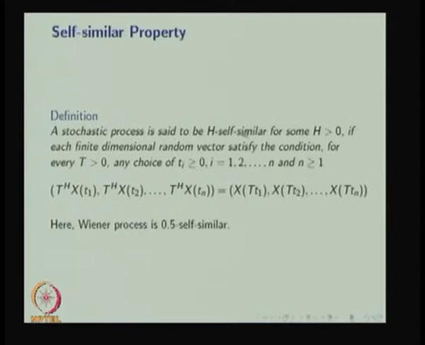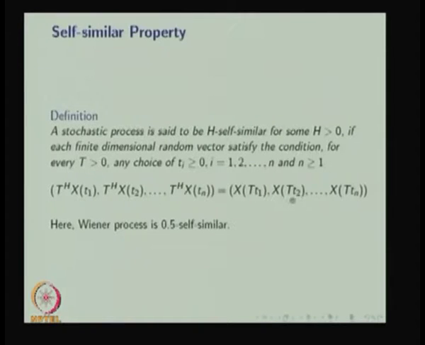A stochastic process is said to be H self-similar for some H greater than 0 if each finite dimensional random vector satisfies the condition: for every t greater than 0 and any choice of t_i, for i equal to 1 to n, the joint distribution of the n-dimensional random variable at the time points t1, t2, ..., tn multiplied by t to the power H is the same as the joint distribution of X at the time points multiplied by t, without H, on the whole right hand side.